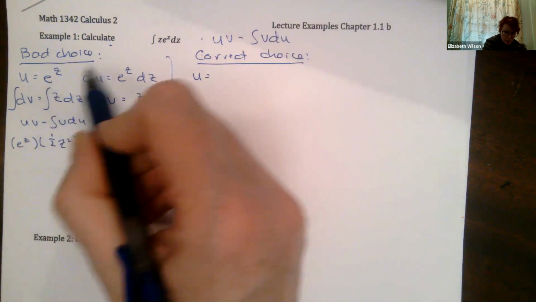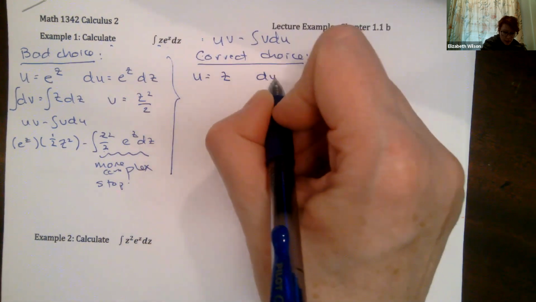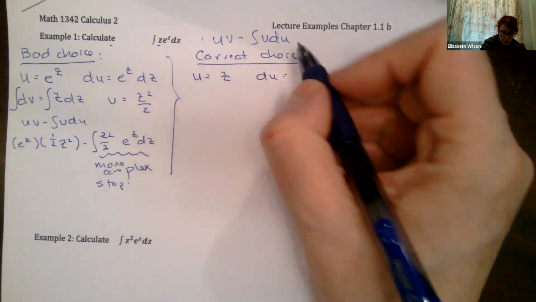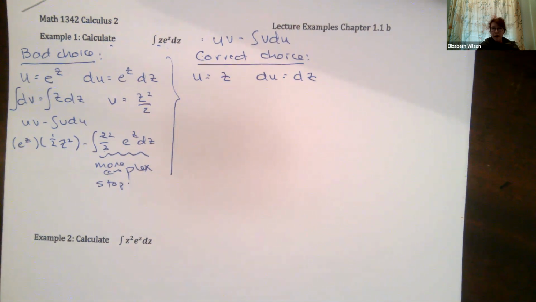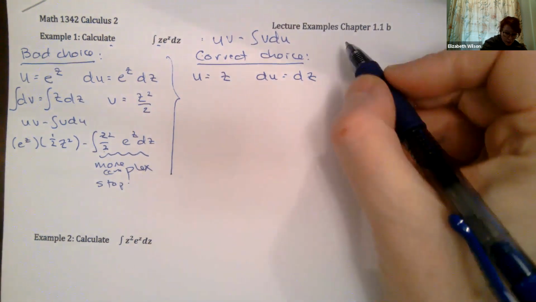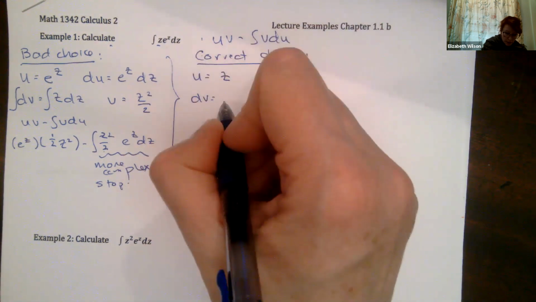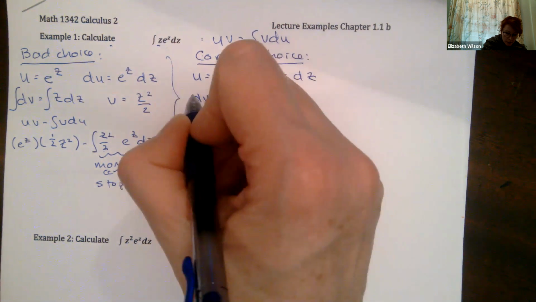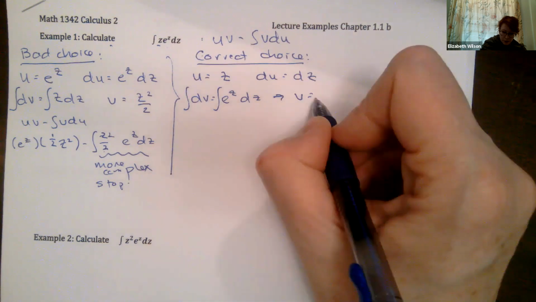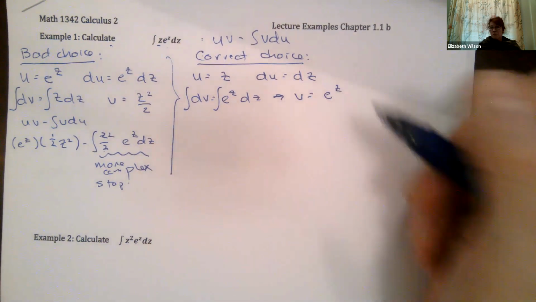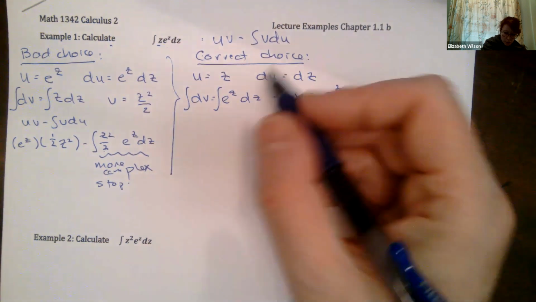So my u now is going to be z. That means when I take the derivative, du is 1 times dz. Already I've made it more simple, right? I've gotten rid of a variable, which I like when I'm doing this stuff. Now dv is the other function, e to the z dz. When I take the integral to solve for v, the integral of e to the z is just e to the z. It didn't change anything, but I made things more simple right here, which is good. All right, so it's promising.